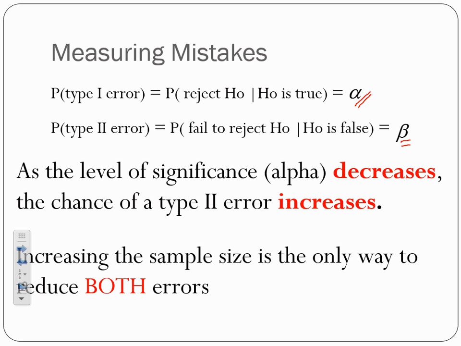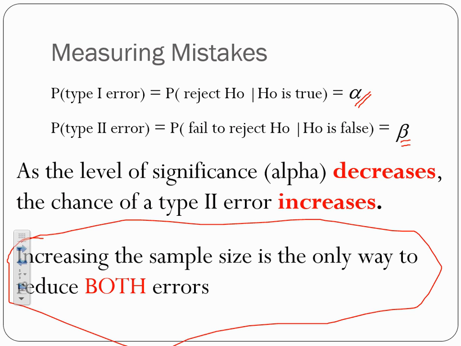So if you want to decrease both errors, the best way to do that, and we've seen this a lot, if you want to improve your studies and your sampling and everything, is increasing the sample size. It's the best way to fix pretty much any problem you have, statistically speaking.